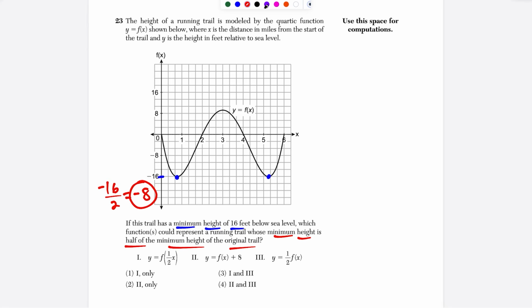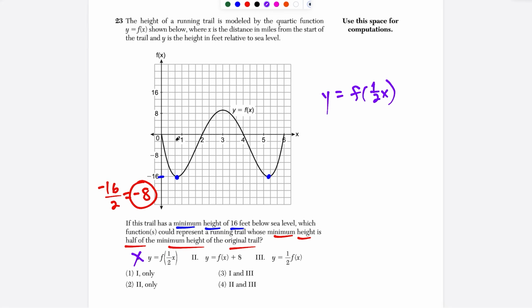Looking at Roman numeral 1, I see right away that this one is out. Yes, there's a 1/2 involved, but think about what happens when you replace the values here. We have y equals f of 1/2 x. When we replace the x's with 1/2 x, this is not going to affect the height of the graph. It's going to stretch the graph out horizontally.